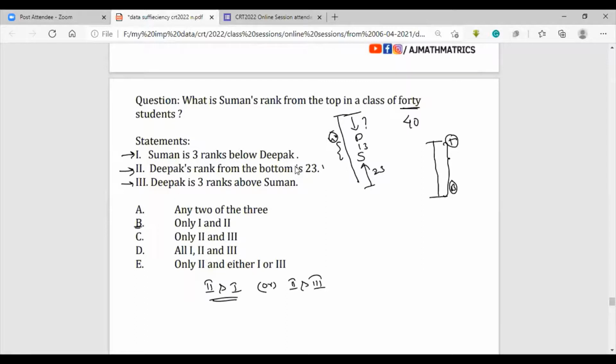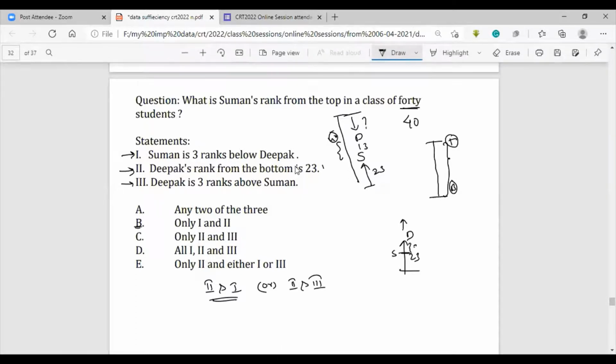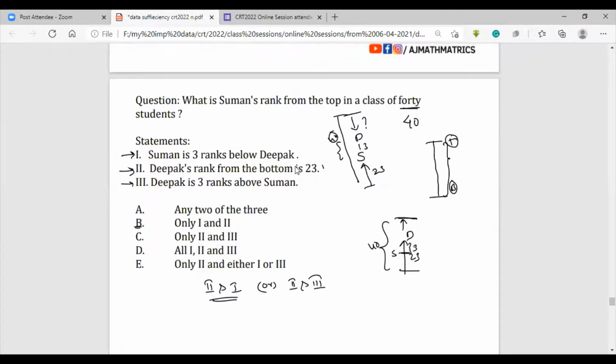Now I'll go with 2 and 3. Will 2 and 3 get the answer or not? Deepak's rank from the bottom is 23rd. And 3 says Deepak is 3 ranks above Suman. Okay. So here is Suman, and still we can get the answer because there are 40 students. So 2 and 3 are also sufficient. Okay, the answer can be either C.